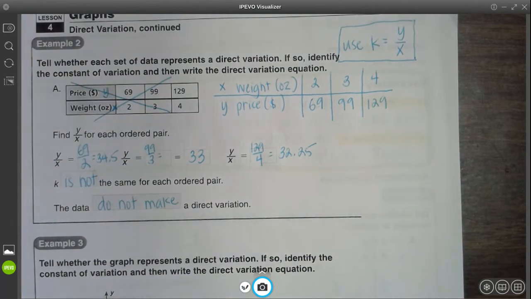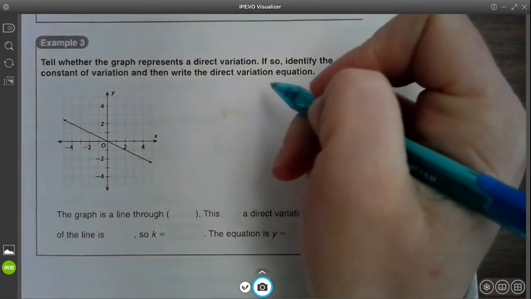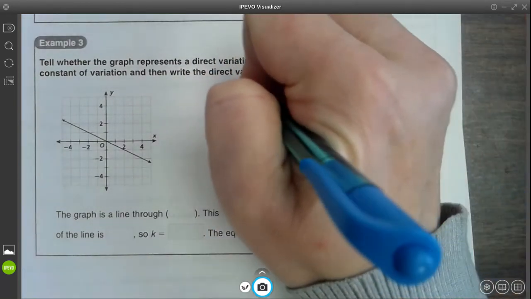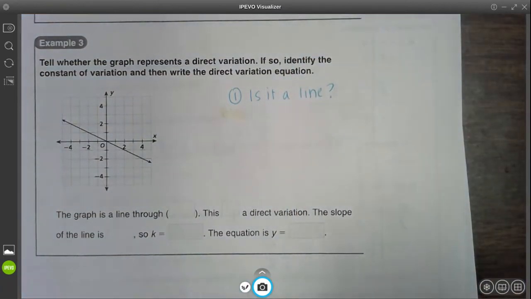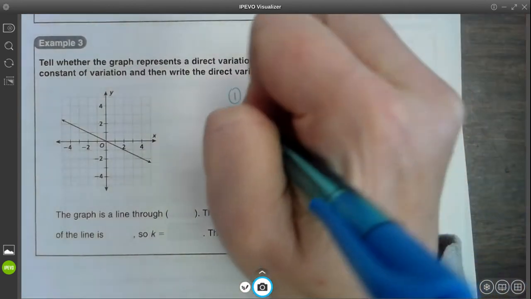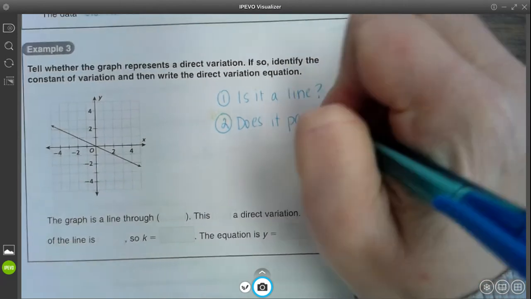Okay? All right, the next one says, tell whether the graph represents a direct variation, and if so, identify the constant of variation and then write the direct variation equation. In order to figure this out, we ask ourselves two questions. Number one, is it a line? If it's a line, it might be direct variation. Second of all, it has to pass through the origin.